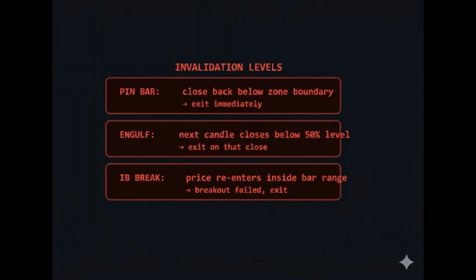The invalidation rules. Every confirmation has a hard invalidation. For a pin bar, if price closes back below the zone boundary after entry, the setup is invalid. Exit immediately. For an engulfing, if the next candle closes below the engulfing candle's 50% level, exit. For an inside bar breakout, if price re-enters the inside bar's range after the breakout has failed, exit. These rules are not optional. They are the difference between a $50 loss and a $500 loss.